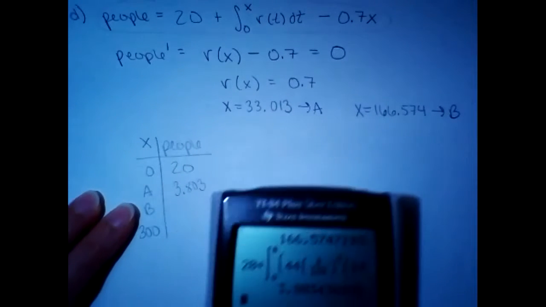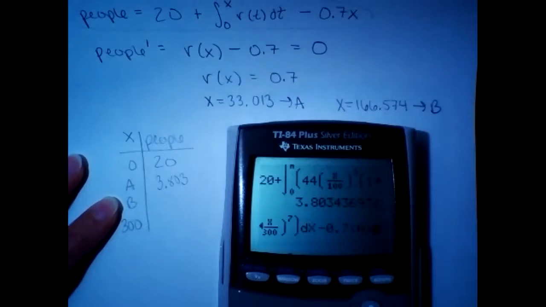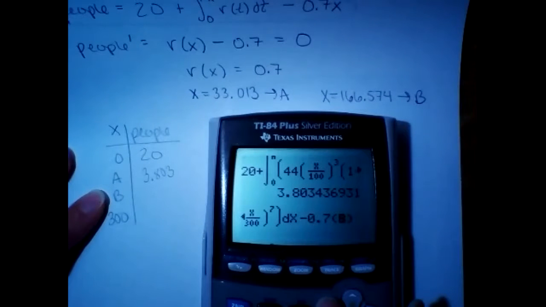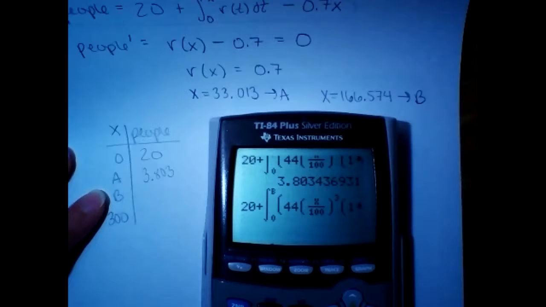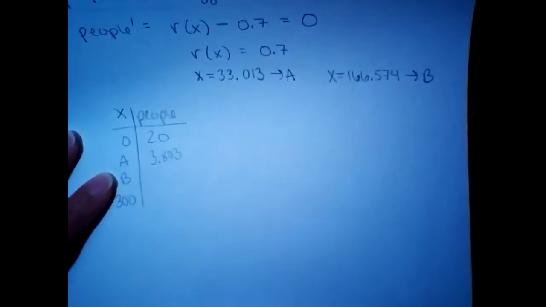And then when you go to do B, you can just go up and bring that back and just change all the A's to B's so that you don't have to type it all over again. So I'm going to change that to a B, and then this other A that's on the upper boundary here, I'm going to change that to a B. All right, and so that one gives us 158.070.